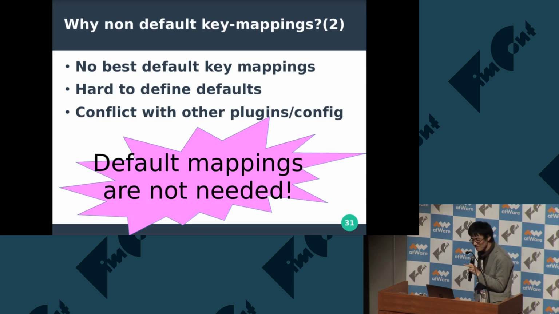Haven't you changed the default mappings in Vim? And it's hard to define default mappings because I created many mappings in plugins. All mappings should be defined in default, or only some mappings should be defined instead. Default mappings conflict with other plugins easily. So I have decided default mappings are not needed in plugins.